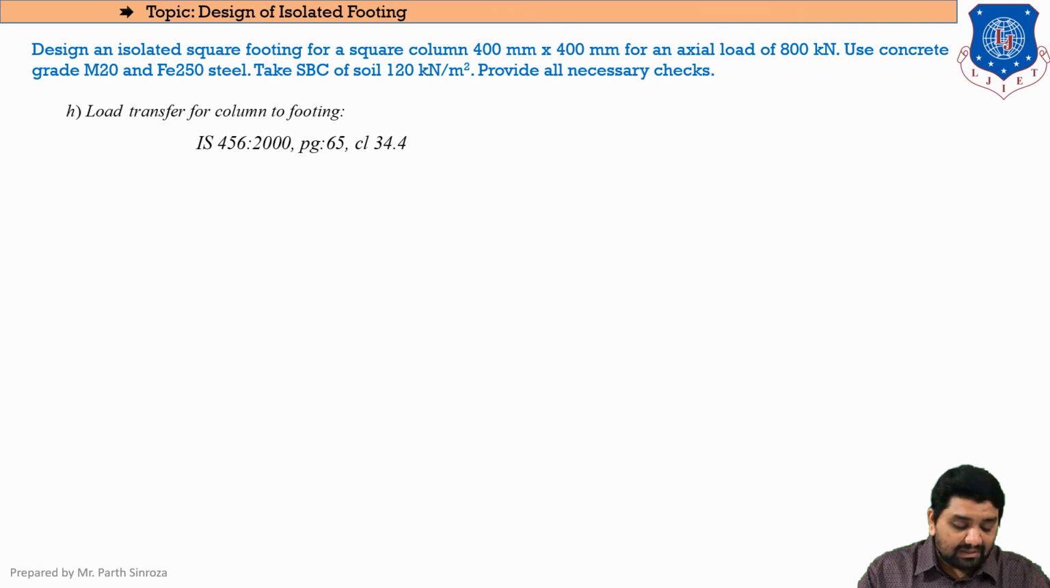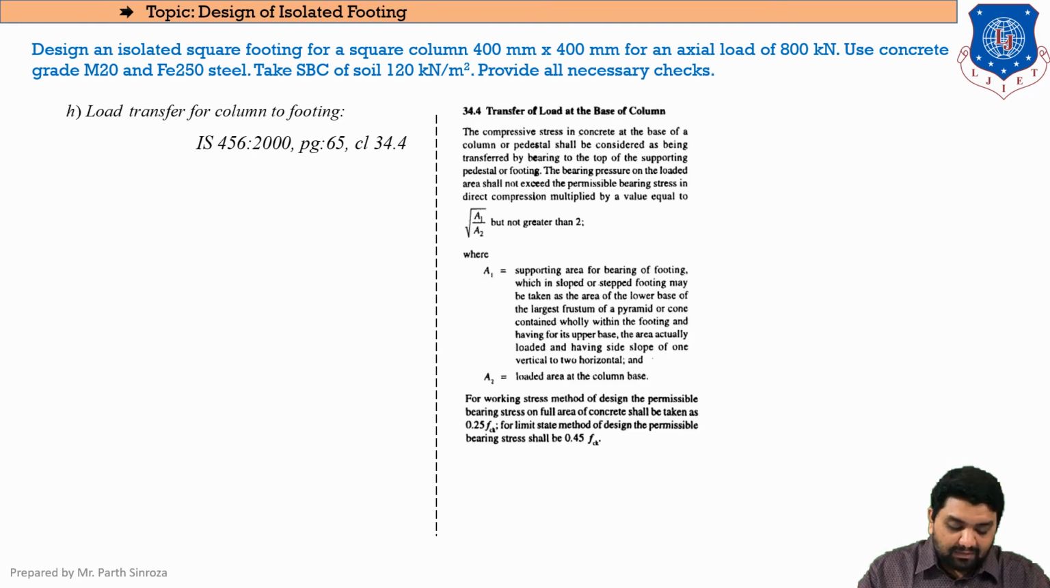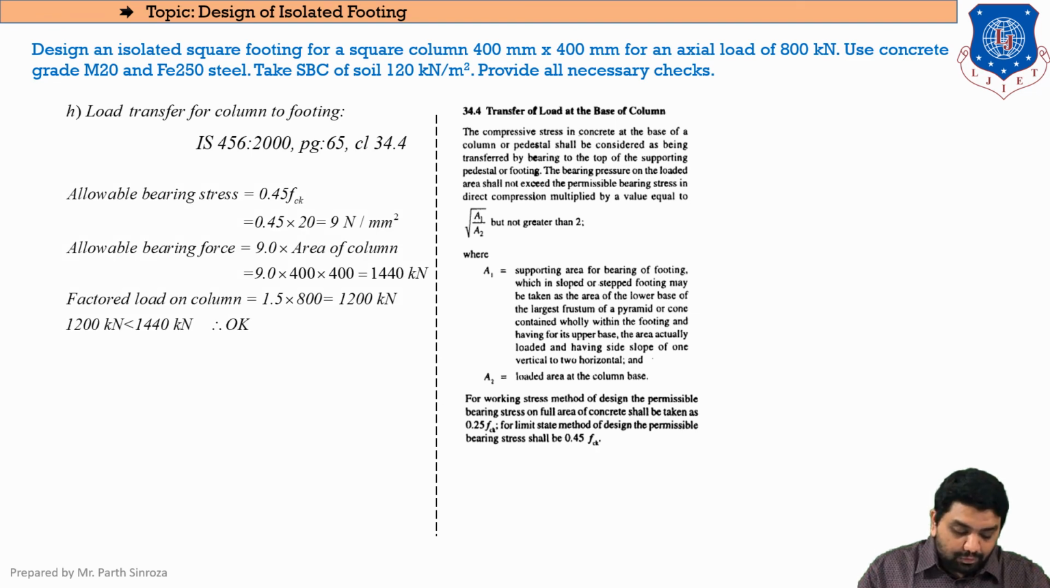Now we'll move towards our last check, that is load transfer from column to our footing. That can be obtained from page number 34.4. Here only a minor equation is given; the rest of the cases are to be understood by you. So here is the allowable bearing stress. This equation is mentioned here, that in the last line it is said, for the limit state method of design, the permissible bearing stress, that means the maximum allowable bearing stress, should be 0.45 into FCK. FCK is given in the question to be 20, so the allowable stress here comes out to be 9 Newton per mm square.